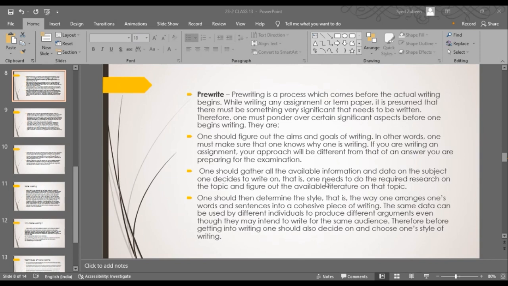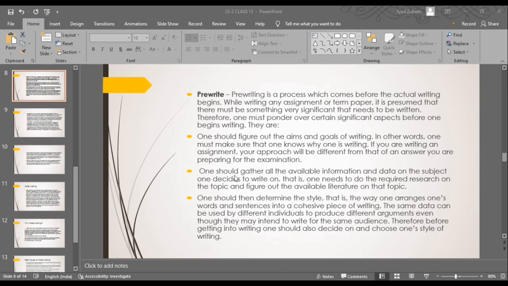Then one should gather all the available information and data on the subject one decides to write on. That is, one needs to do the required research on the topic and figure out the available literature on it. Then one should determine the style, that is the way one arranges one's words and sentences into a cohesive piece of writing. The same data can be used by different individuals to produce different arguments, even though they may intend to write for the same audience. Therefore, before getting into writing, one should also decide on one's style of writing.